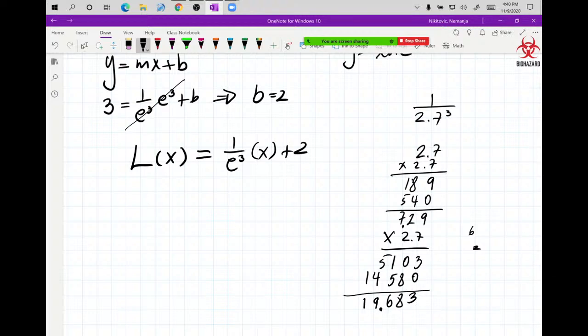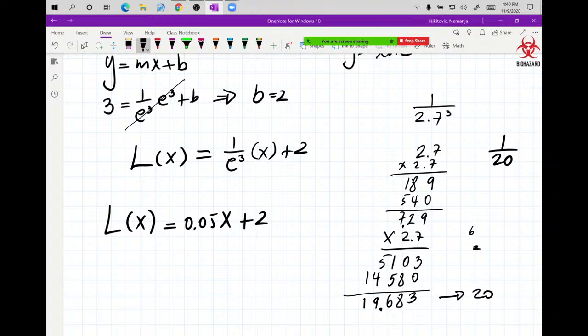And since I am undershooting here, I'm just going to round this to 20. The reason I'm rounding this to 20 is because each one of these 2.7s was supposed to be more than 2.7. So I'm just going to round this up to an even 20 and call this L of x equals now 1 over 20. Now, how much is 1 over 20? It's 0.05x plus 2. There you go.